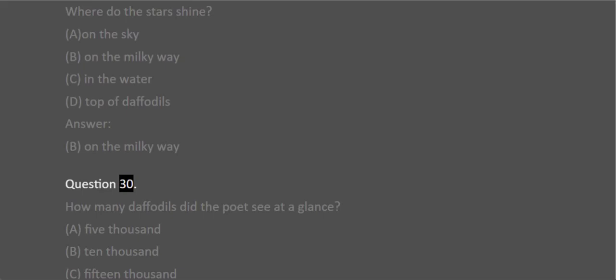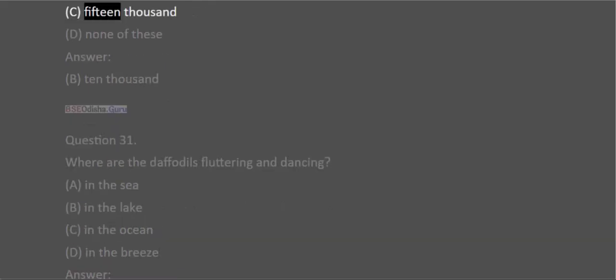Question 30. How many daffodils did the poet see at a glance? A. 5,000. B. 10,000. C. 15,000. D. None of these. Answer. B. 10,000.